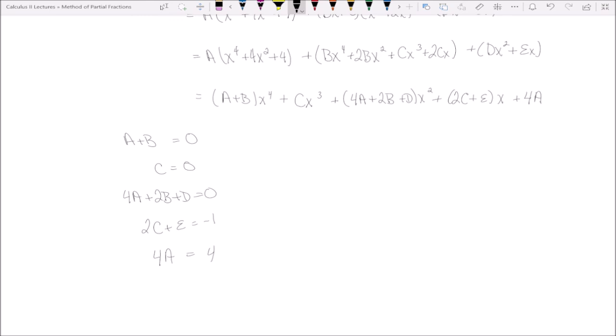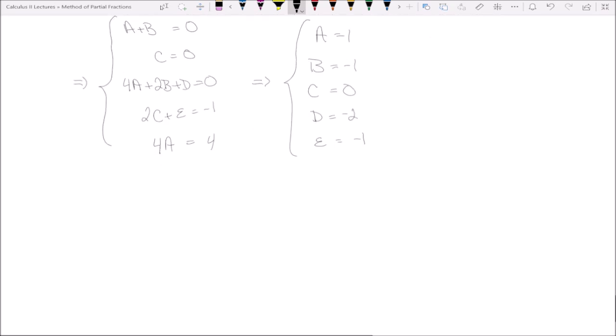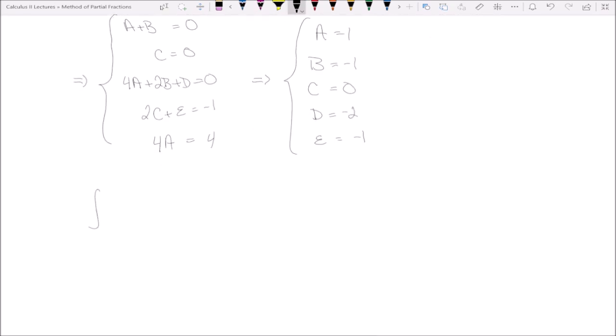Again, this is a fairly straightforward system to solve. We know that A has to be 1, which means B has to be negative 1. We know that C is 0. Plugging the known values in, we find that D is negative 2, and E itself is negative 1. So this antiderivative can now be rewritten.